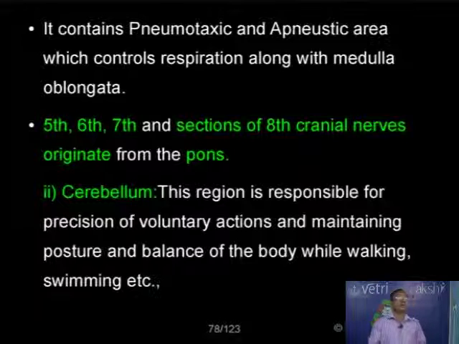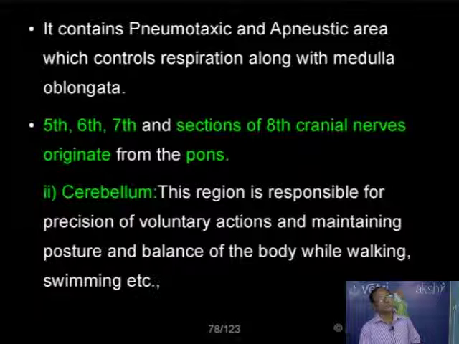Now the cerebellum. This region is normally responsible for controlling the voluntary movements of the body and is also concerned with the maintenance of posture and balance. While walking or swimming, the balance and posture are maintained because of the cerebellum. Its main function is muscle coordination, that is muscle tone. The coordination of muscle tone is brought about by the cerebellum. It controls the voluntary movements of particularly the skeletal muscles and also maintains the body balance and posture.